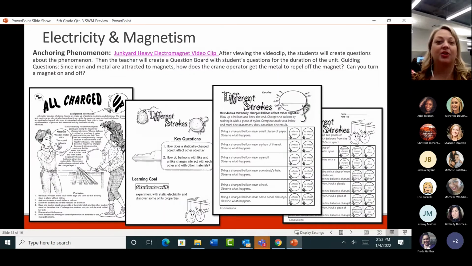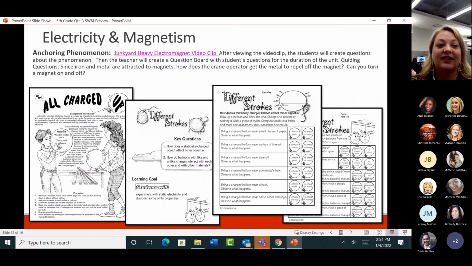Same process, gonna create that questioning board to use throughout the unit. Some guiding questions. Since iron and metal are attracted to magnets, how does the crane operator get the magnet to repel off the magnet can? Can you turn a magnet off and on? So some really good activities to do with this. These are all AIMS activities as well, and they're all linked in the unit plan.